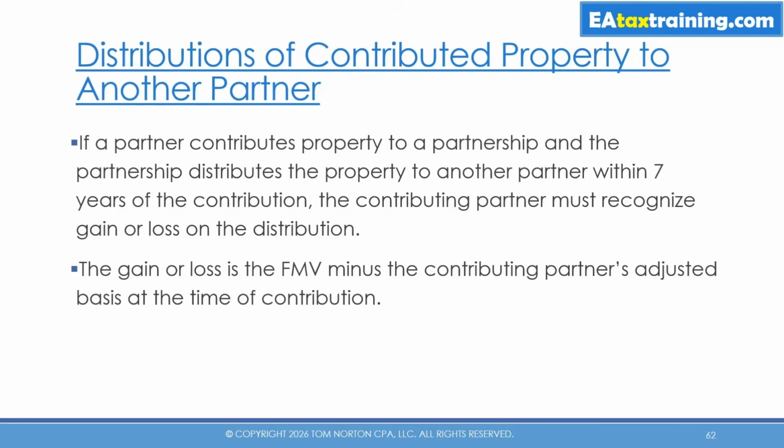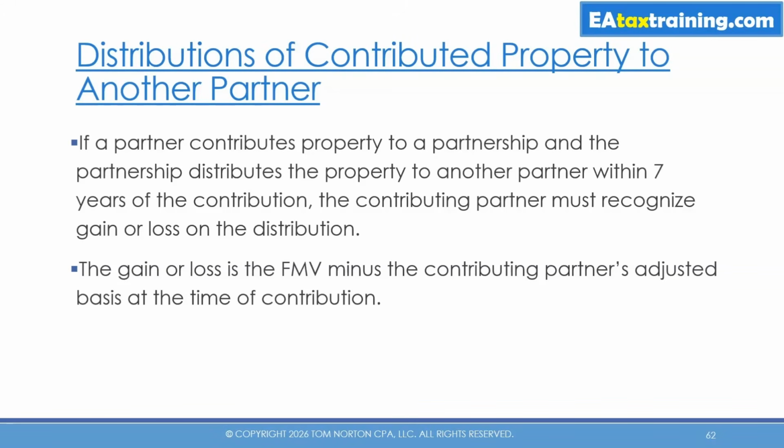Then we have a similar concept with distributions of contributed property to another partner. If a partner contributes property to a partnership, and then the partnership distributes that property to a different partner within 7 years of the original contribution, the contributing partner must recognize gain or loss on that distribution. The gain or loss is the fair market value minus the contributing partner's adjusted basis at the time of the contribution. So what's this getting at?